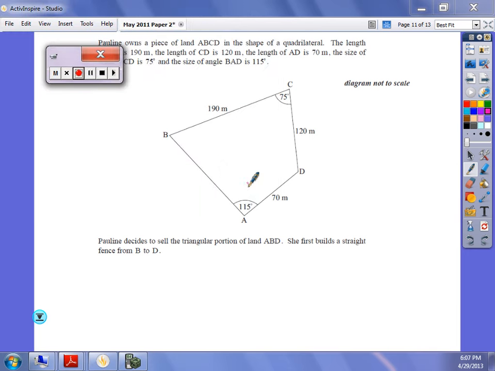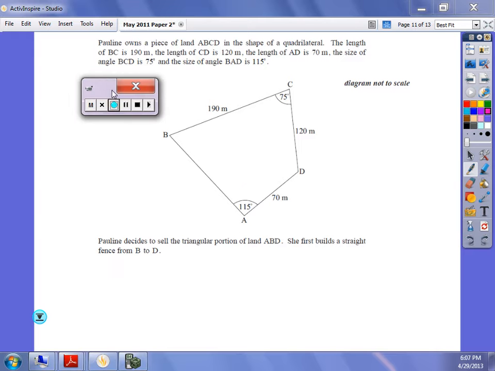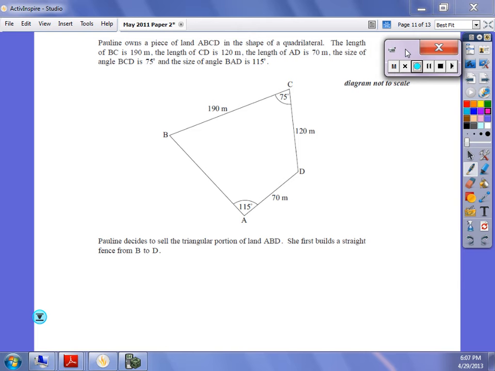Alright, we have been sitting in the auxiliary gym for a little over an hour now, and we're on our last problem, problem 5, from the May 2011 paper 2. And we've got a geometry problem, and we know that there's going to be some trig involved, just the way they're giving us angles and sides of things that are going to be triangles.